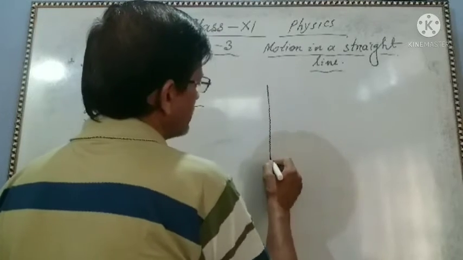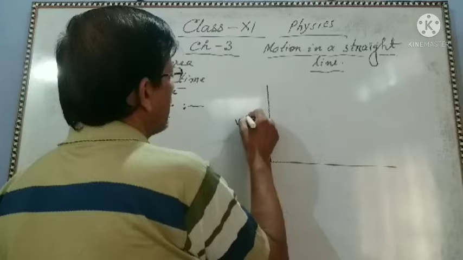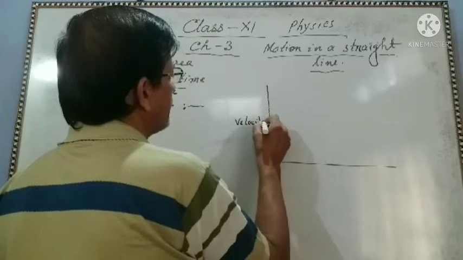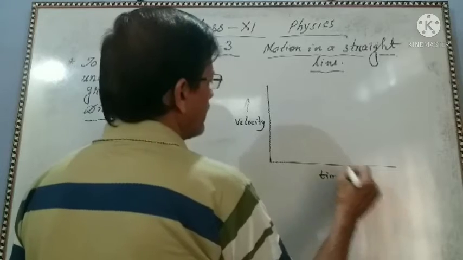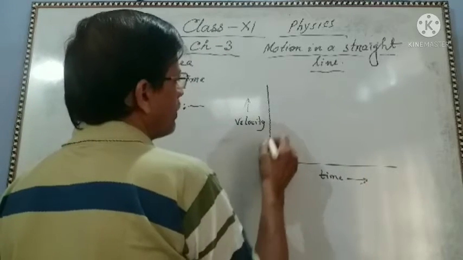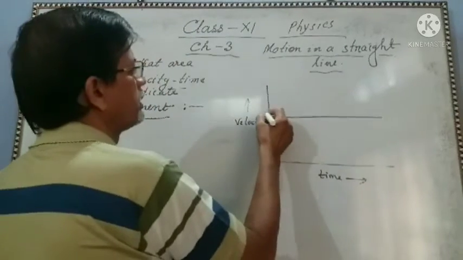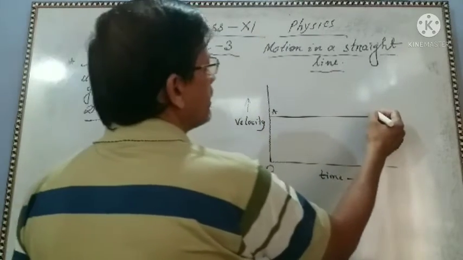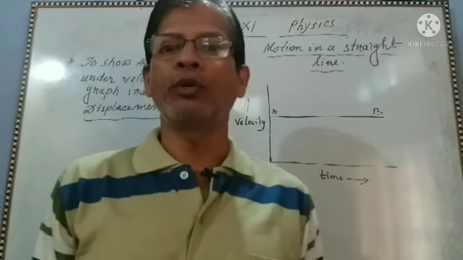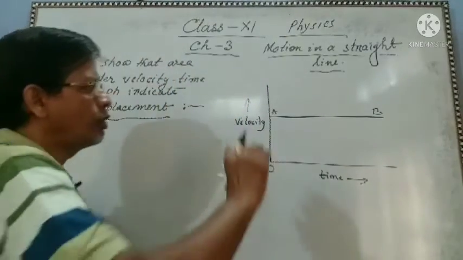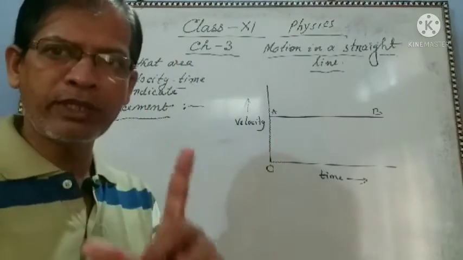The graph will be like this. This is velocity and this is time. So this will be the graph. Say this is A, B. AB is the velocity time graph for uniform motion. Uniform motion means the velocity always remains the same.